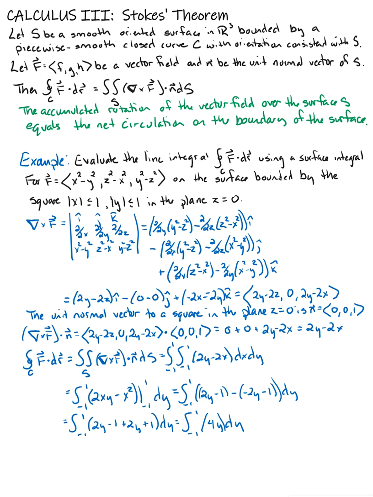And we're going to integrate with respect to y. That gives us 4y squared over 2, or 2y squared, evaluated from -1 to +1. So that's 2 times 1 minus 2 times 1, which is just 0. So there we go. We end up with 0.